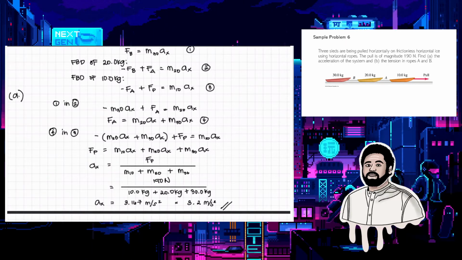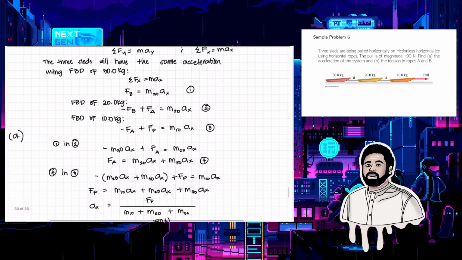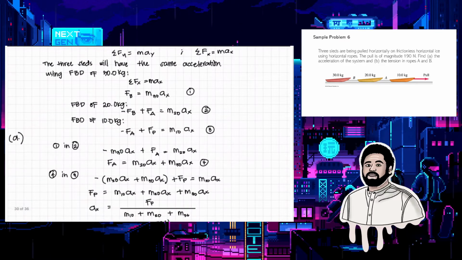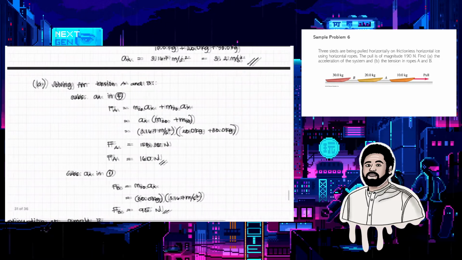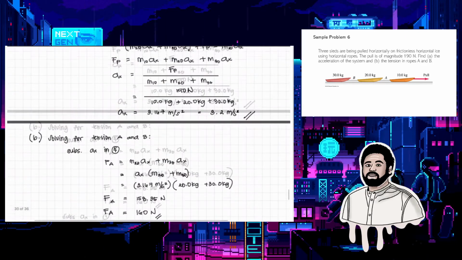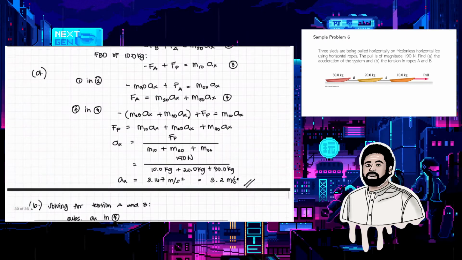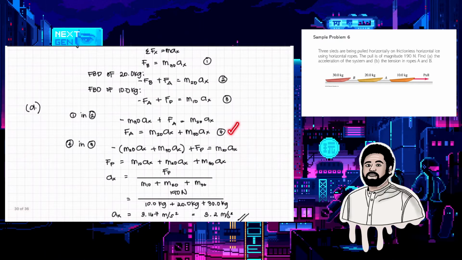Next, for letter B, the tension in ropes A and B. So we just have to inspect our equations again. I can solve for FB and FA just by substituting acceleration. I can solve for FA just by using equation number 4, and then I will substitute AX. Then I could solve for FB by substituting AX in equation number 1. So I will do that one. So let's have FA. I will be using equation number 4 for FA.